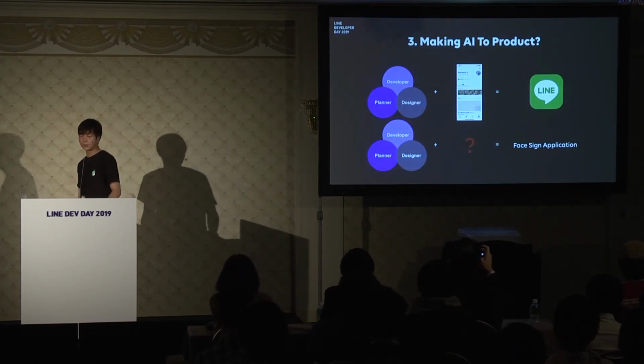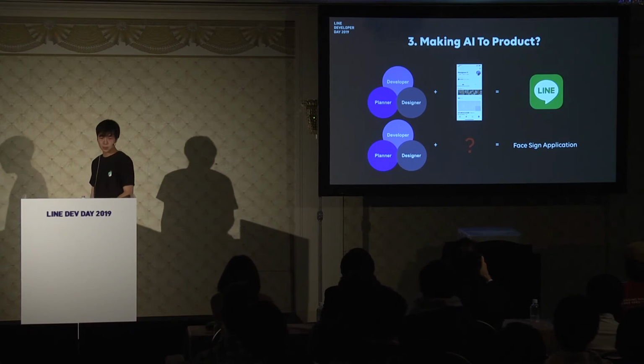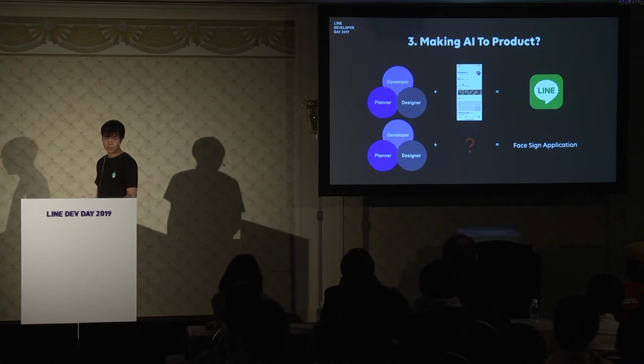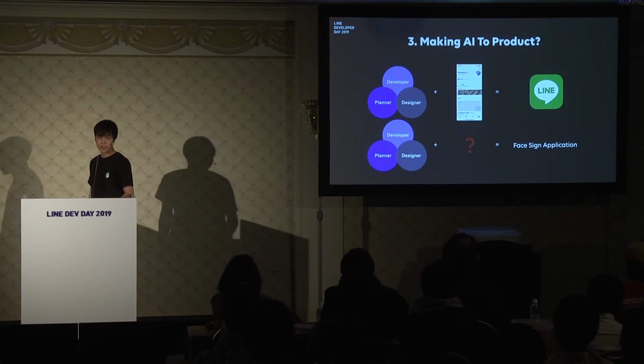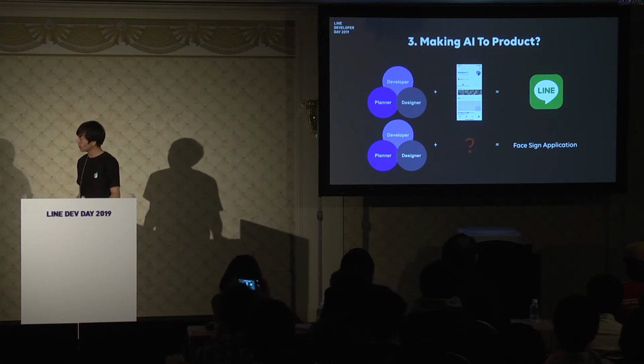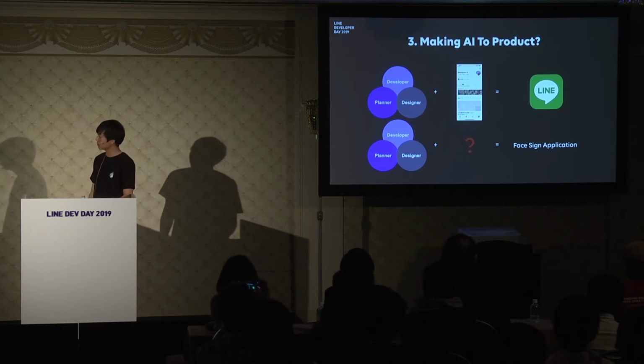Let's imagine that we developed a LINE application. Developers, planners, and designers work together, and with great UI and UX they can make the application. How about a face sign application? Even with all these members together, we don't know which UX should be used in an AI product. Let's see how we solve this problem.